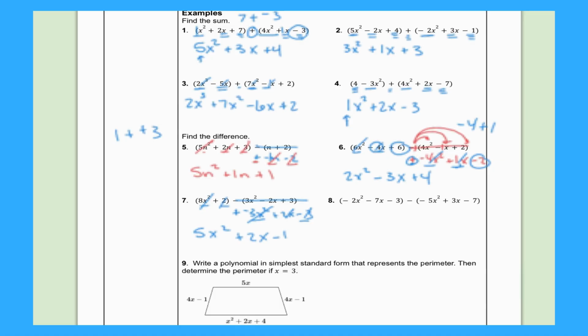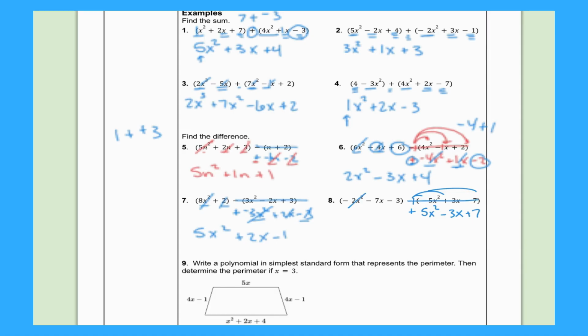Alright, so again here, we're going to change this to plus. So again, it's like distributing that negative 1 to everything, so everything's going to be the opposite. So that's going to be plus, now that's going to be positive 5x squared, negative 3x, and positive 7. So I don't need that top part anymore.